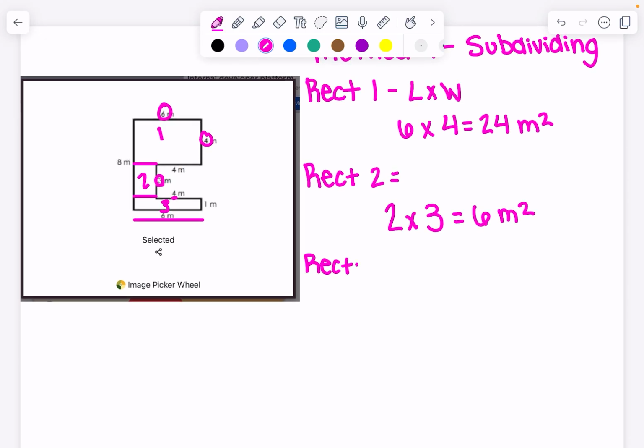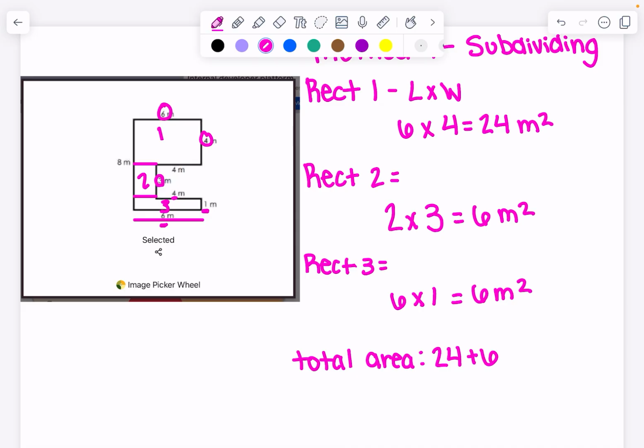Rectangle 3 is equal to 6 times 1. That is the length and the width. 6 times 1 gives us 6 meters squared. So to find the total area of this figure, we need to then add these together. So we will take 24 meters squared plus 6 meters squared plus 6 meters squared will give us a total of 36 meters squared. Again, don't forget your units because those are very important.